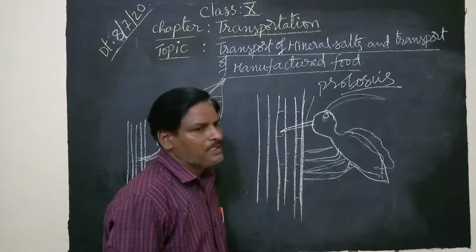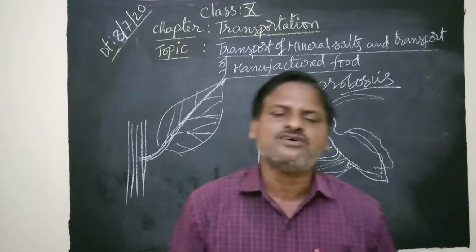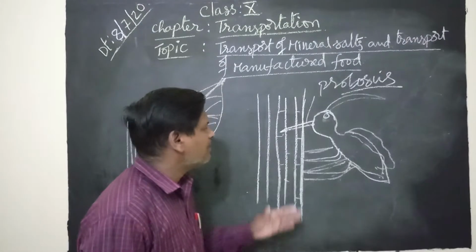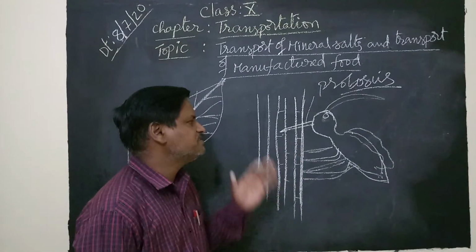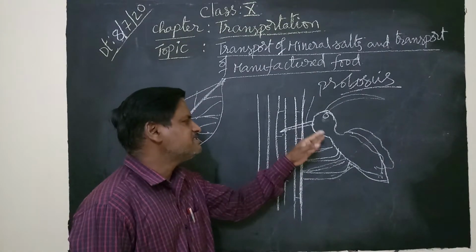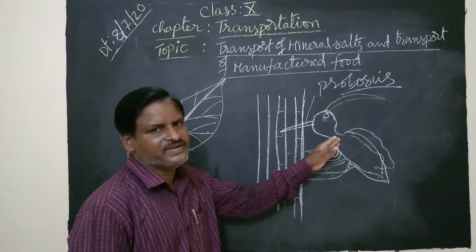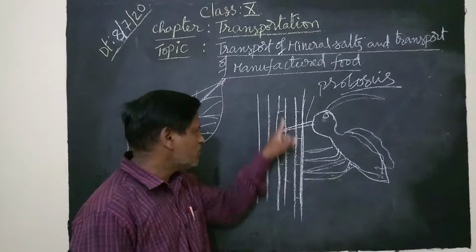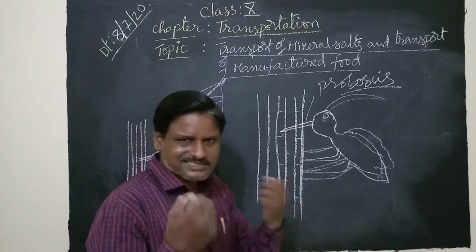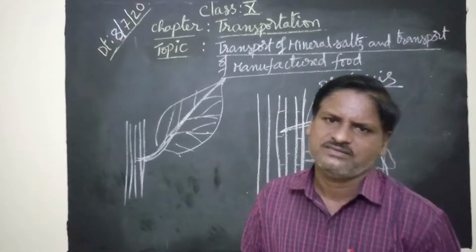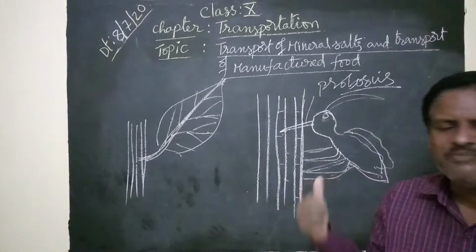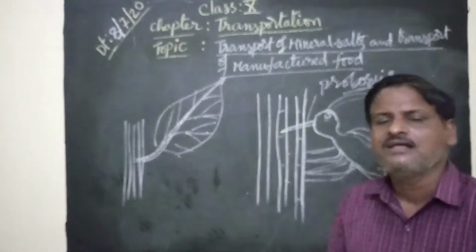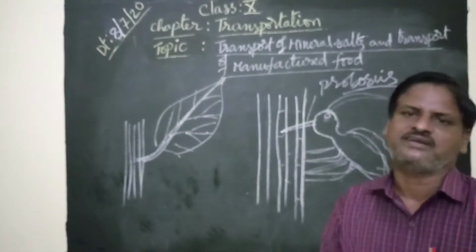So here, is food material being transported or not? To find out, the scientists took this incident, children. Here is the insect aphid. It pierces its proboscis into the phloem vessels and sucks the plant juices. This is commonly called a green fly, children. These aphids always feed on plant juices.